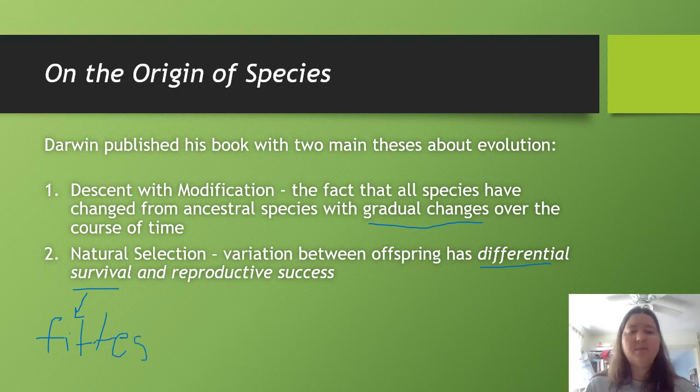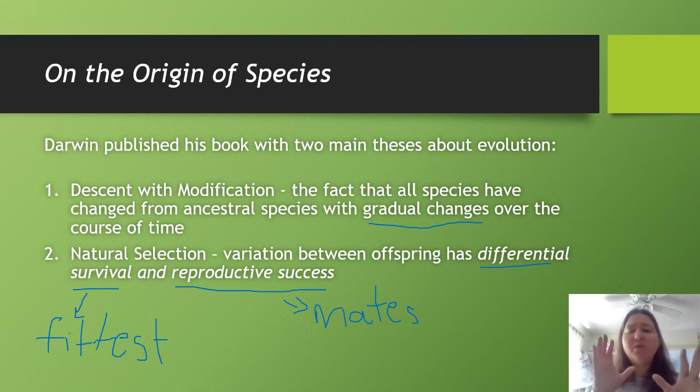Some of them survive better, and then through that differential survival success, they have different reproductive success. So that basically just means they're more successful finding mates. And if they're more successful finding mates, they're more successful having offspring. Which is basically what natural selection is. And then through the course of generations, this can cause changes to the species as a whole.